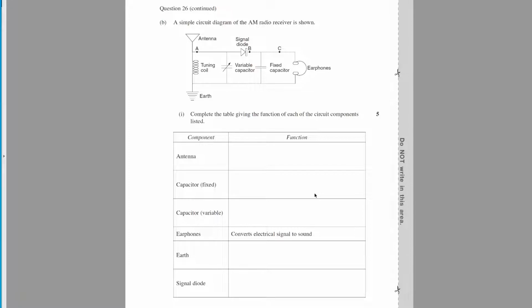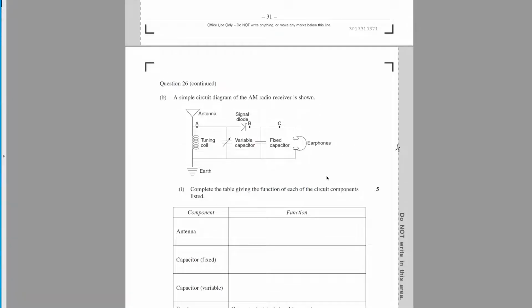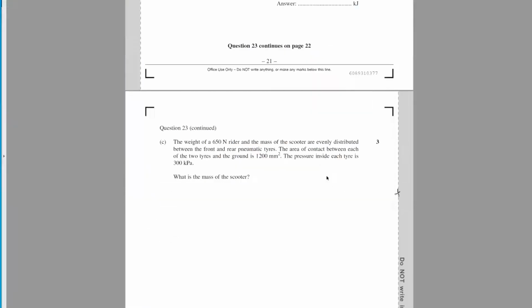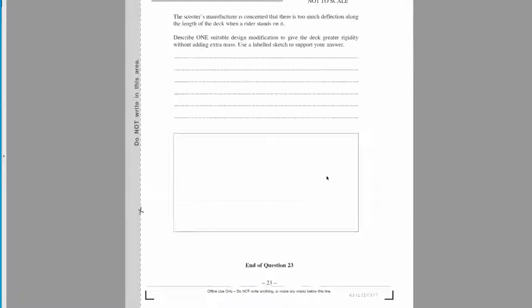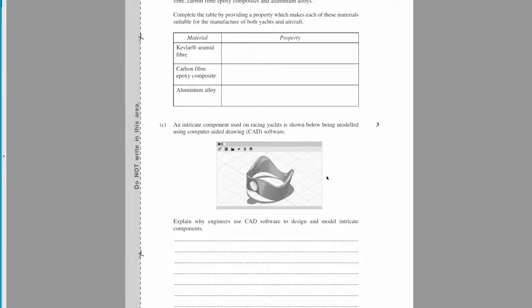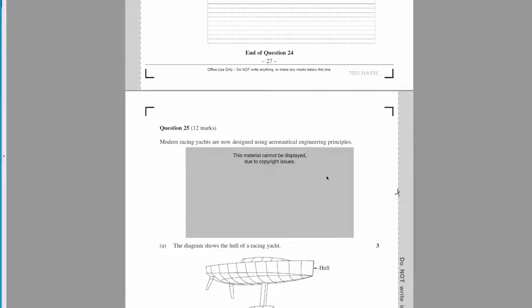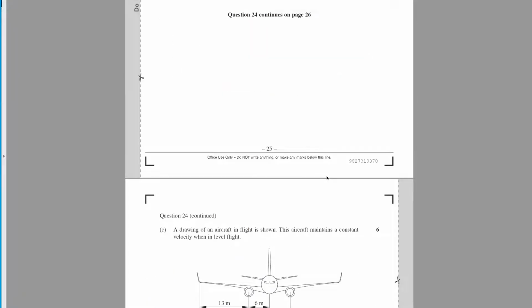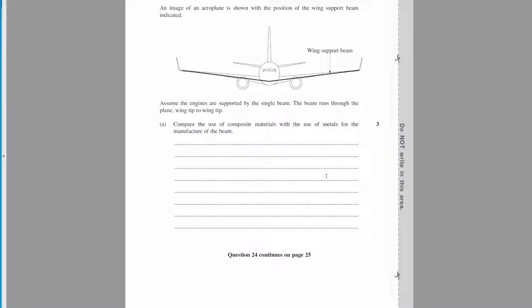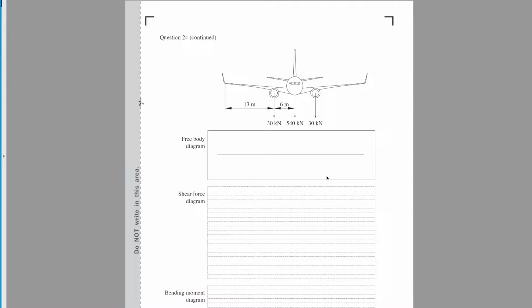How far away are we down to 22C? 22C was not answered well. How far back is that? I think that was the truss. Yeah, so everything was fine till 24A. 24A, we said, yeah, people did well. 24BI, yeah, I said, but no one does bending well.